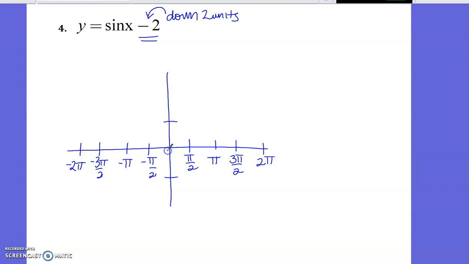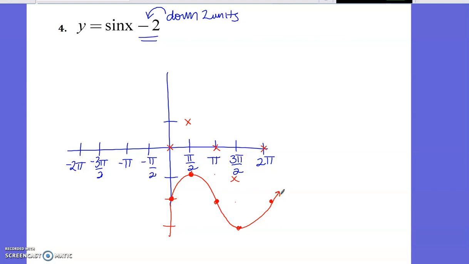Okay, so remember sine starts in the middle, and then we went up, middle, bottom, middle. All we're doing to these points is shifting them down 2 units. So this point right here, 1, 2, lands right there. This point up here, 1, 2, lands right there. This point goes down 1, 2, lands right there. This point goes down 1, let me extend this, 1, 2, and then this point goes down 1, 2. And we can see our graph like so.